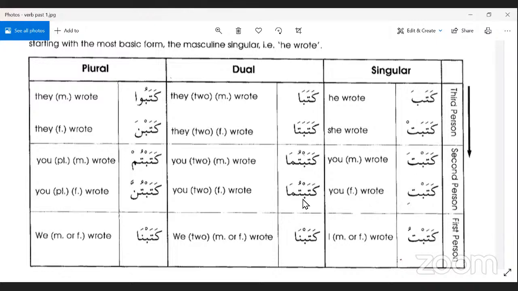And katabtuma, you both wrote, females. So for females and males, katabtuma remains the same. And then katabtunna means you all females wrote. And then I wrote is katabtu, and we wrote is katabna. So ta with dhamma means I wrote, and noon with an alif, katabna, means we wrote. Right.